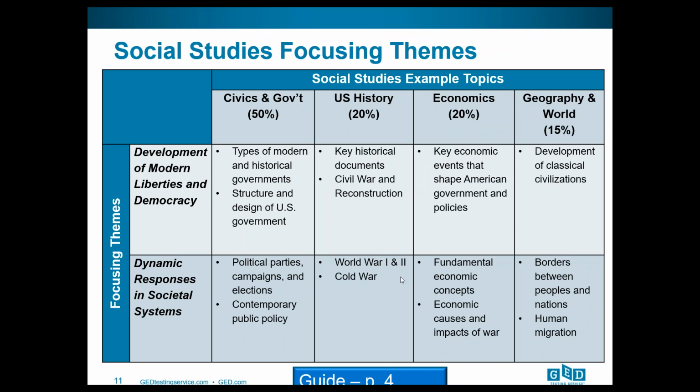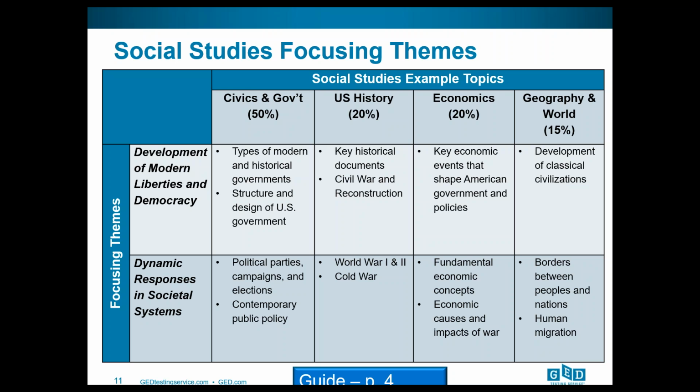So as we go through, we look at modern liberties and democracy and how that has developed over time. Well, if we look at key historical documents, we look at the design of our government, maybe we see how government has changed. Think about the amendments to the Constitution and how that has changed our government over time. Think about how economics have shaped American government and policies.